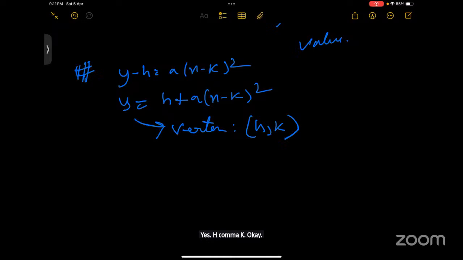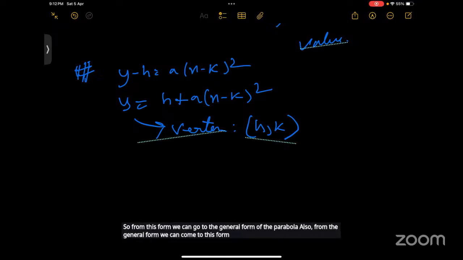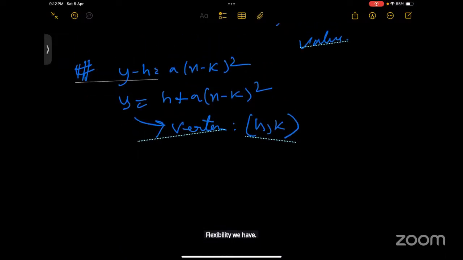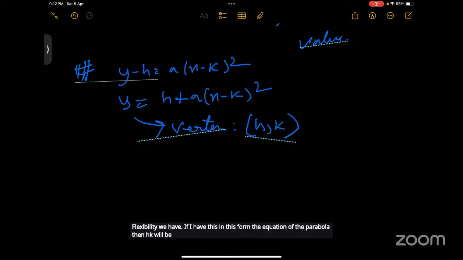So from this form, we can go to the general form of the parabola. Also, from the general form, we can come to this form, right? That means we can shift from one form to another. So we have this flexibility. And if I have the equation of the parabola in this form, then (h, k) will be the vertex. So we don't need to calculate with the minus b by 2a thing. This will automatically be the vertex.